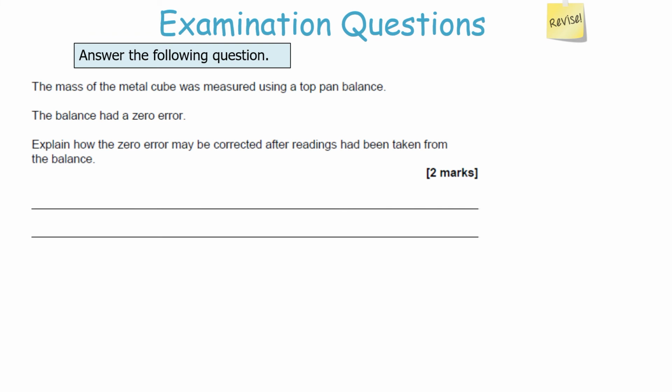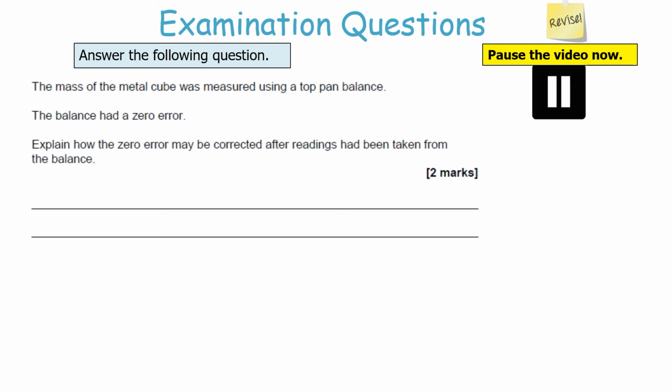The next question says, the mass of the metal cube was measured using a top-pan balance. The balance had a zero error. Explain how a zero error may be corrected after readings have been taken from the balance. So pause the video now, then unpause the video when you want to go through your answer.